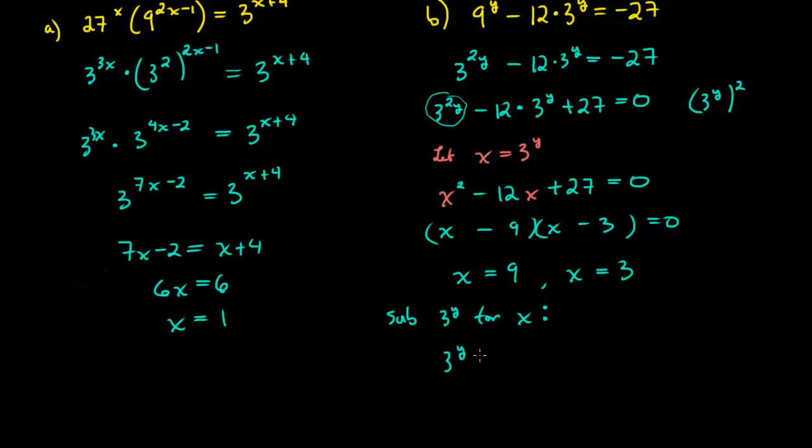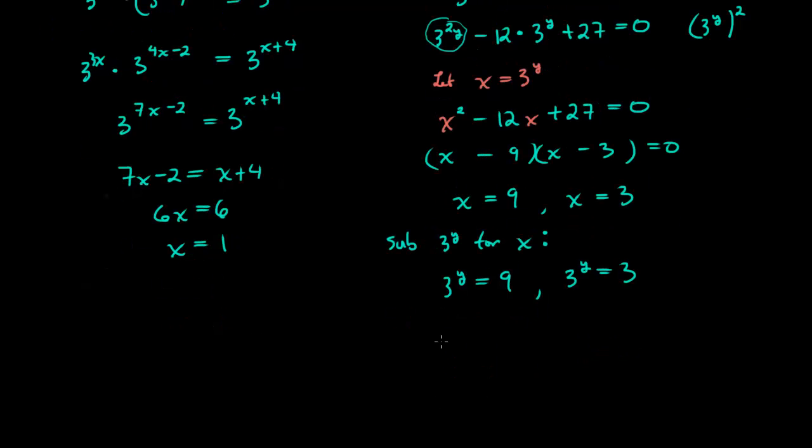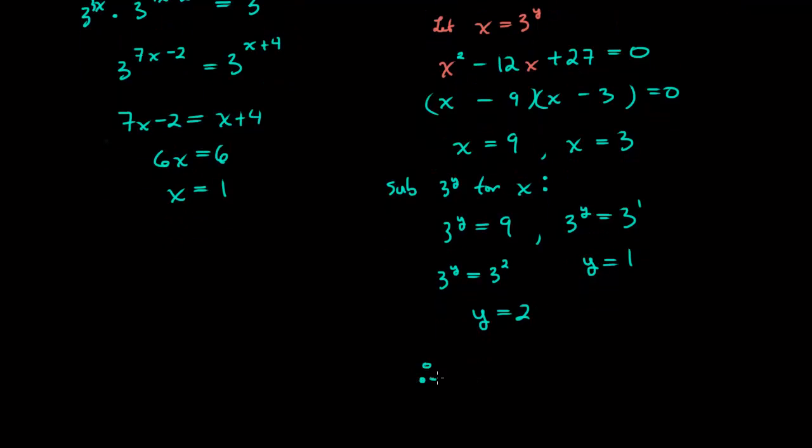So I've got 3 to the power of y is equal to 9, and 3 to the power of y is equal to 3. So here I've actually got two solutions for y. If 3 to the power of y is 9, then 3 to the power of y has to be equal to 3 squared. So one solution is that y is equal to positive 2. If 3 to the power of y is equal to 3, and 3 is the same thing as 3 to the power of 1, then y is equal to 1 is also a solution. So therefore, y is equal to 1 and y is equal to 2 are both solutions.